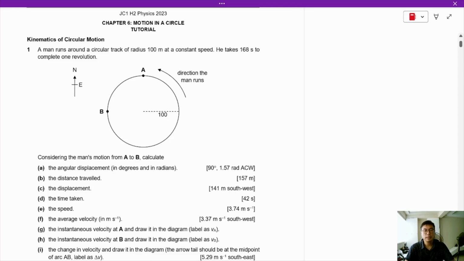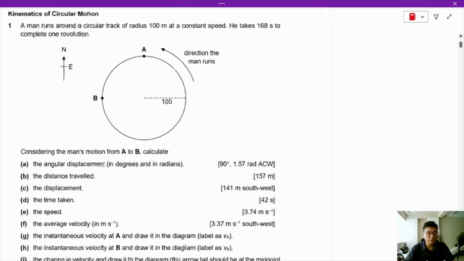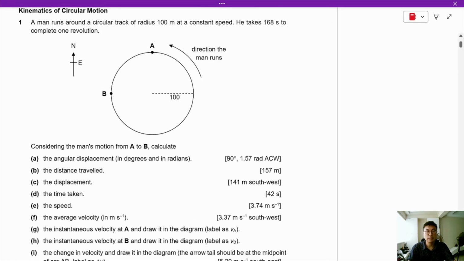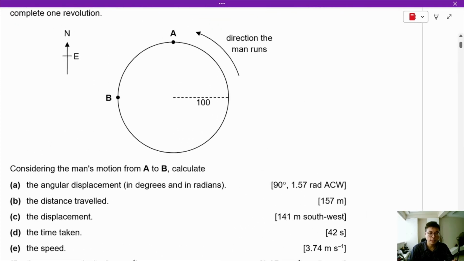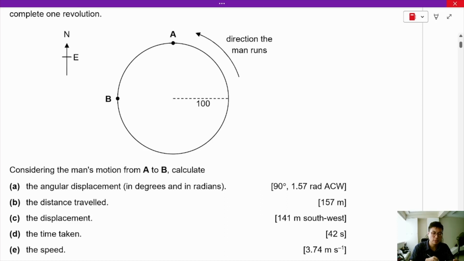Hello, ladies and gentlemen. Let's get right to circular motion question 1. A man runs around a circular track of radius 100 meters at constant speed and takes 168 seconds to complete a revolution. Considering the movement from A to B, calculate the angular displacement. So the angular displacement in this case will be 90 degrees or pi over 2 radians.